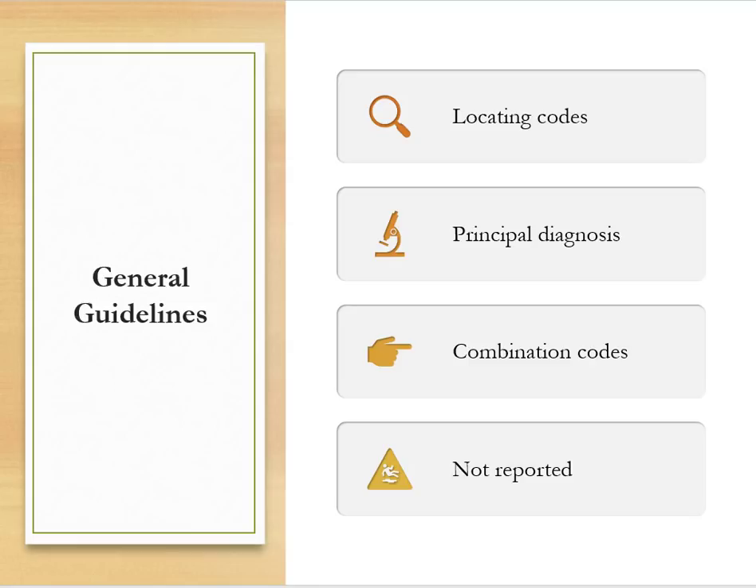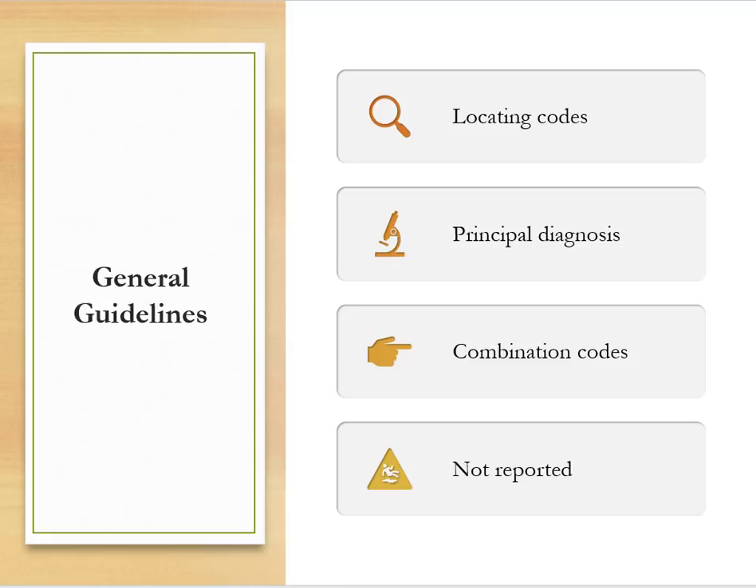So, for example, T36.0X1 says poisoning by penicillins, accidental, unintentional. So no external cause code is needed for that situation. All right, place of occurrence codes.